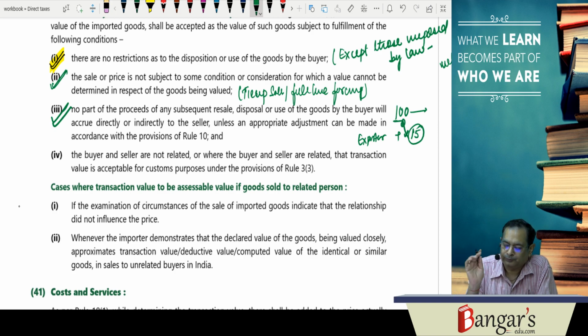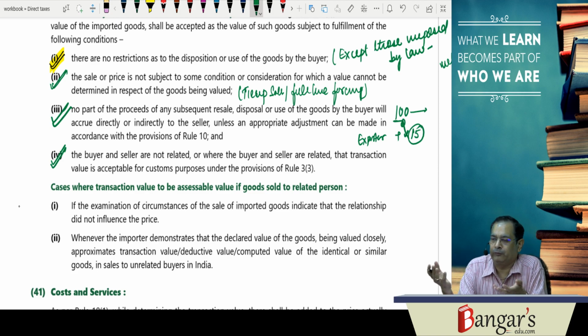Rule 4. Then the buyer and seller must not be related, and in case they are related, then the examination of circumstances reflects that the relationship does not influence the price, or the importer demonstrates that whatever value is presented in the bill of entry is comparable with the value of the identical goods, value of the similar goods imported at or about the same time. So it closely approximates what? The transaction value or the deductive value or the computed value of the identical goods or similar goods.